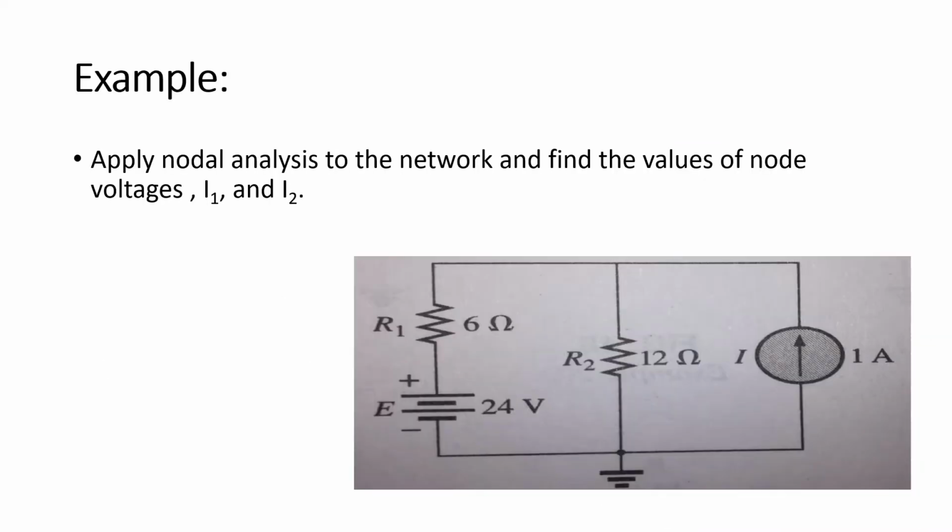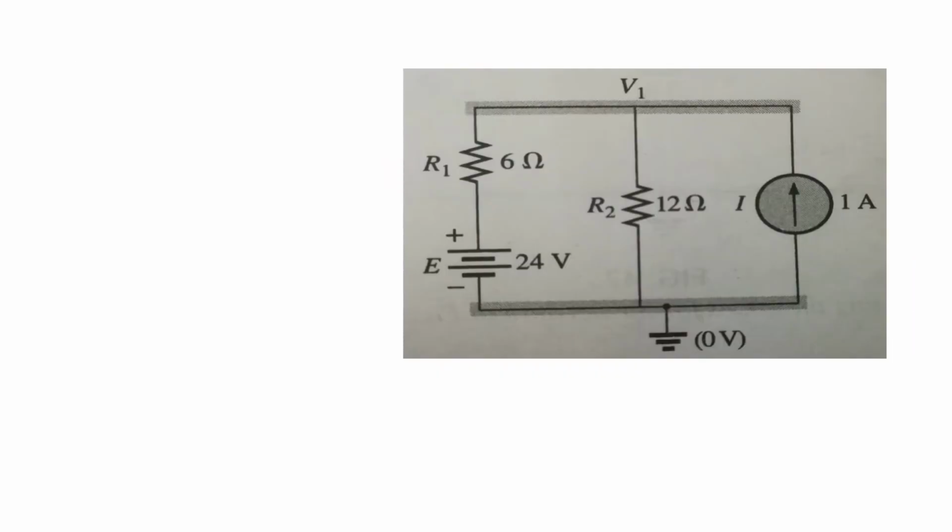Let us solve a simple circuit in order to understand nodal analysis. In this example, we have to find the values of the node voltage, the I1 current and the I2 current. In the first step, we define the node voltages. You can see from the figure that we have only a single node, so we name it V1. Now we define the reference node. This ground node we define as the reference node, which is equal to 0 volts. Now we calculate the value of V1 using that reference node.